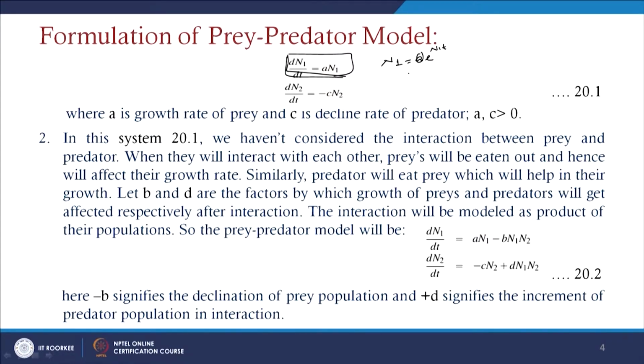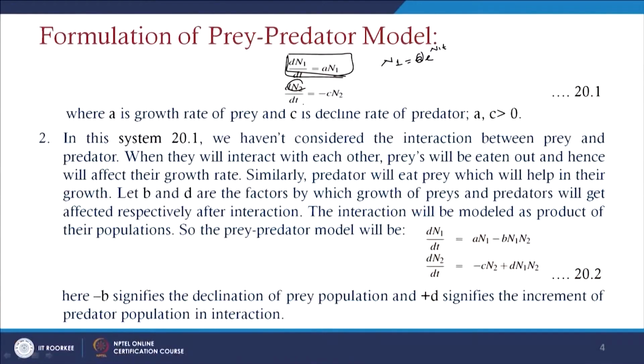If N2 is the predator, and we consider that it decays exponentially in the absence of prey, then we can write this model as dN2/dt = -cN2. Already we have considered the growth rate of prey and the decline rate of predator as positive; they cannot be negative.